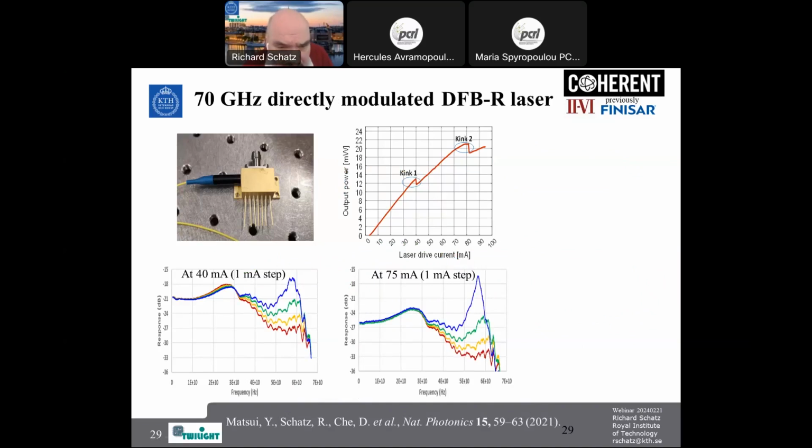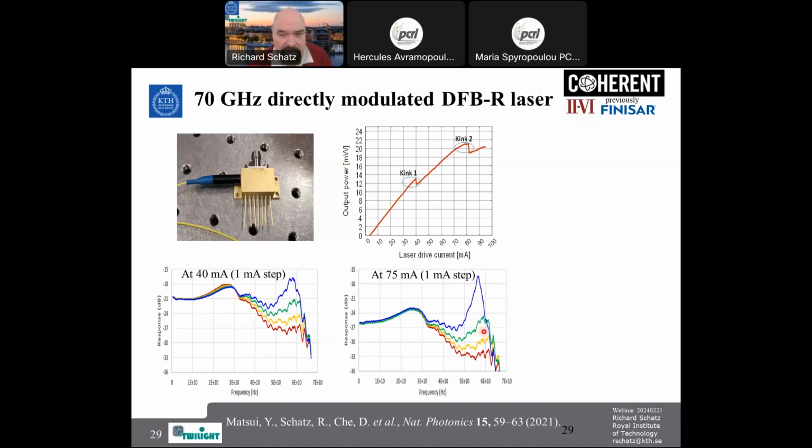Here you see the bandwidth. Then for this sample, it has this resonance at a slightly lower frequency, but it gives approximately 70 gigahertz 3 dB bandwidth. And this occurs very close to where the laser mode jumps. So you need to be very close to the kinks in the LI curve in order for this to happen. There are two mode jumps, one at around 40 milliamp and another one at 75 milliamp.